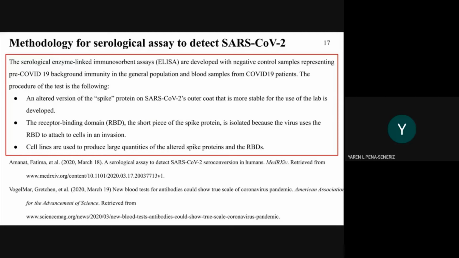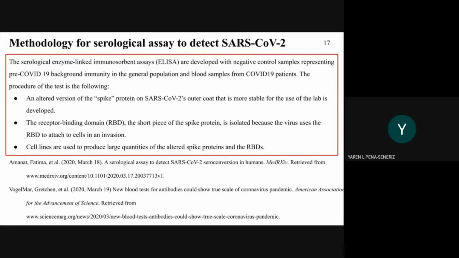The methodology of the procedure is the following. First off, an altered version of the spike protein on the SARS-CoV-2 outer coat that is more stable for the use of the lab is developed. This protein helps the virus enter the cell, therefore it is an important target in the immune reaction against the virus, because when the body makes antibodies, it recognizes the protein and tags it for the destruction of the virus.